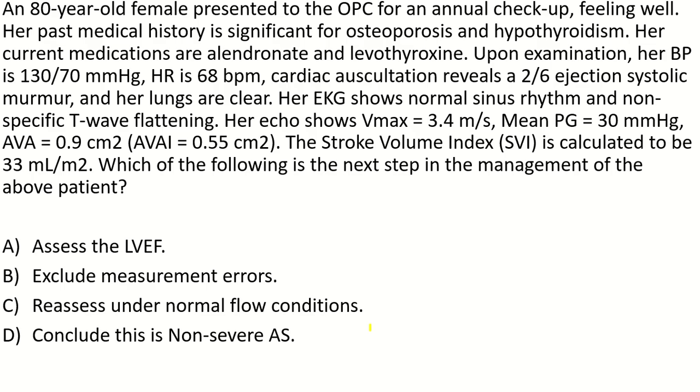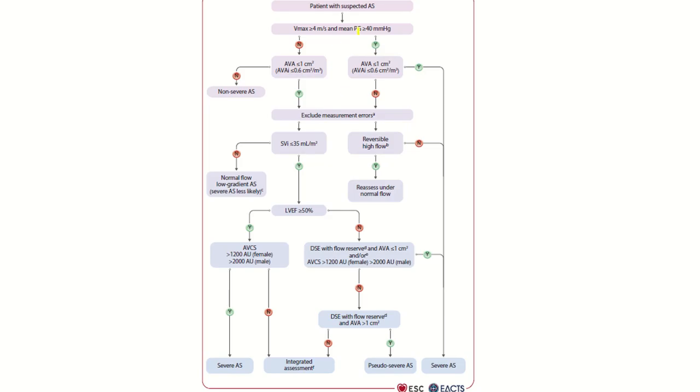Okay, let's review the guidelines. We have this patient who has a pressure gradient of less than 40 and Vmax less than 4, so we have a low gradient across the aortic valve. However, we have an aortic valve area of less than 1. So we have discordant data.